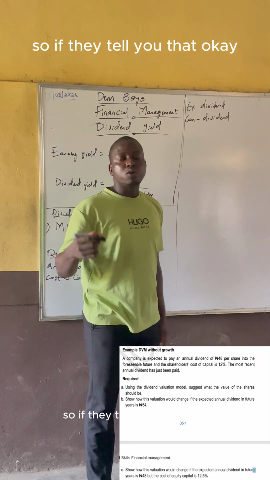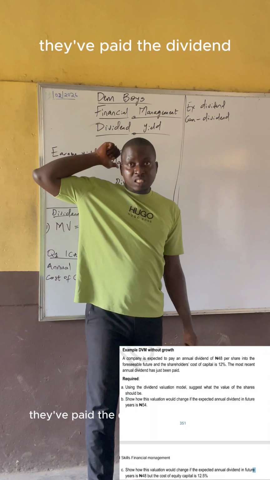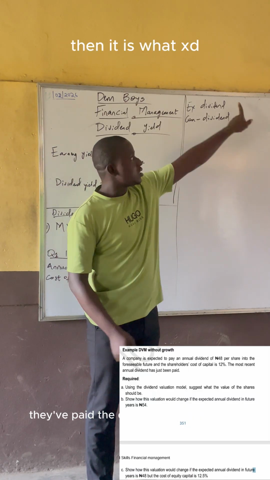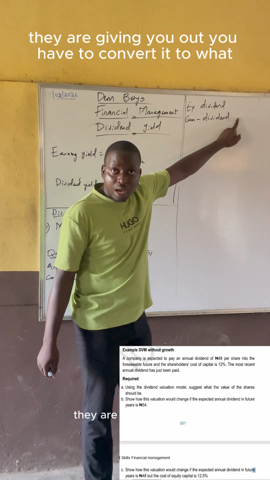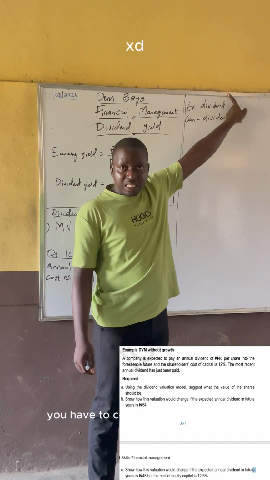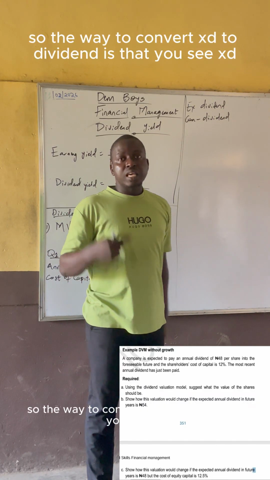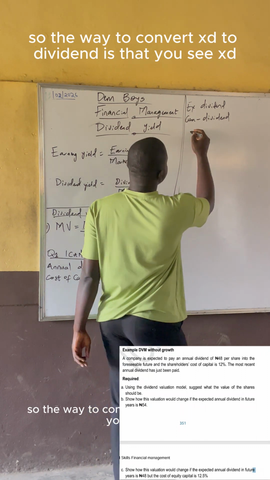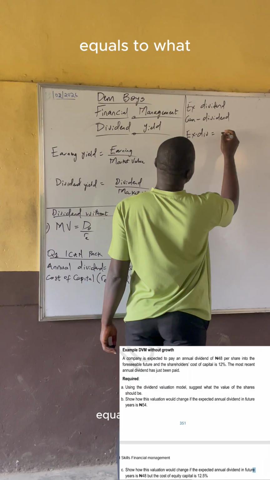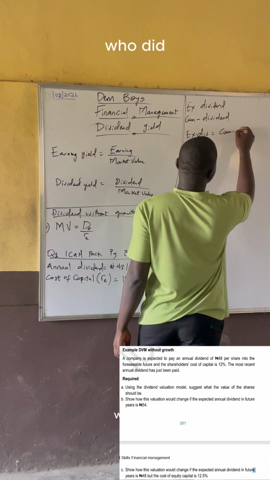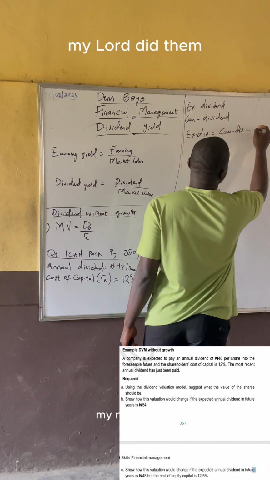So if they tell you that they've paid the dividend, then it is XD. Also know that if it is full div they are giving you, you have to convert it to XD. The way to convert full div to XD is that XD equals full div minus dividend.